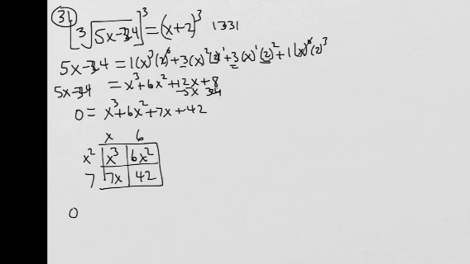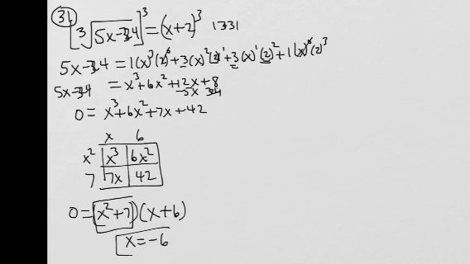So this means that 0 equals x squared plus 7 times x plus 6. So from this I get that x equals negative 6. This factor right here gives me no real solution. Okay, it gives me imaginary solutions, but we're only talking about real numbers. So my answer is x equals negative 6.